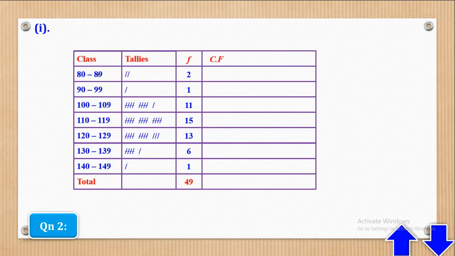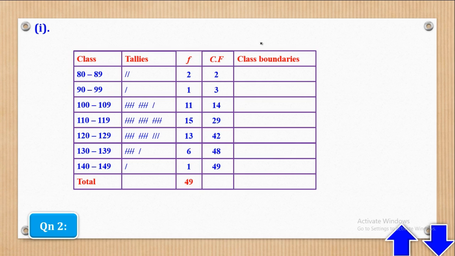Then next we are going to the column of cumulative frequency. So cumulative frequency is generated from frequency, so we shall start with this very value here, put it here to come up with 2. Then 2 plus 1 will give you 3. Then 3 plus 11 will give you 14. 14 plus 15 will give you 29. 29 plus 13 will give you 42. 42 plus 6 will give you 48. 48 plus 1 will give you 49. So I think you realize that this value at the end is the same as the total frequency.